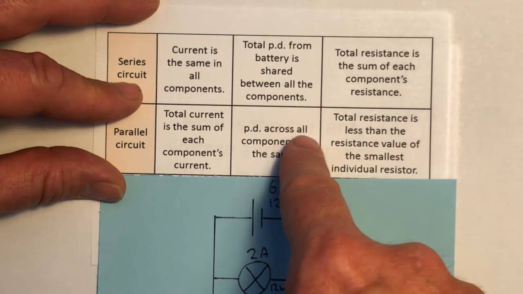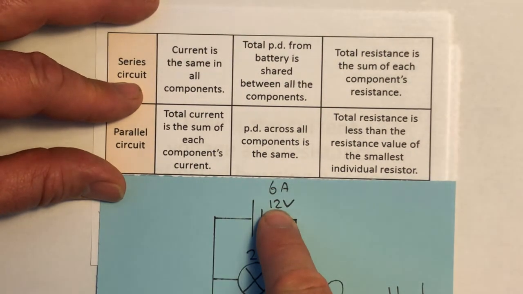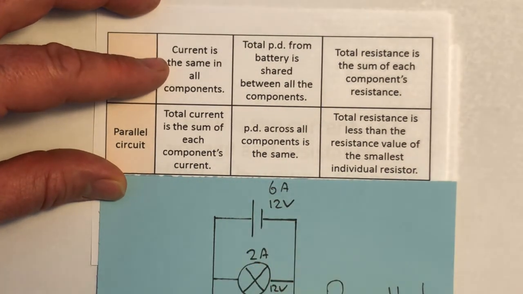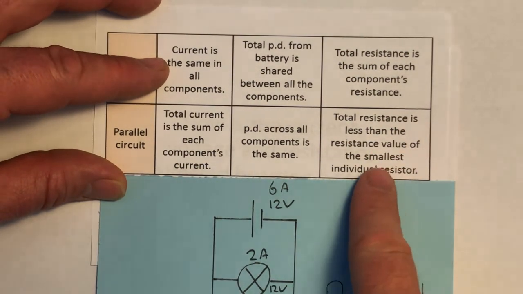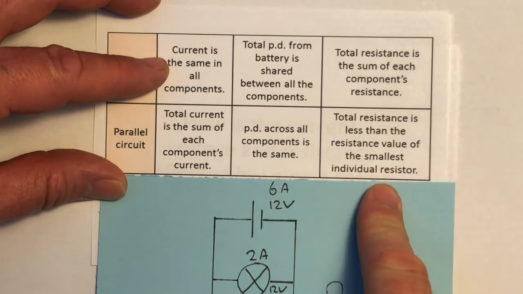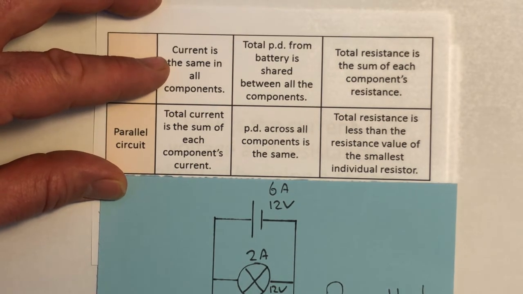The potential difference across all components is the same. So whatever the voltage is there, or the potential difference, it's the same as there, there and there. The total resistance is less than the resistance value of the smallest individual resistor. So whatever the resistance is in any of those bulbs, the total resistance is less than the smallest one.